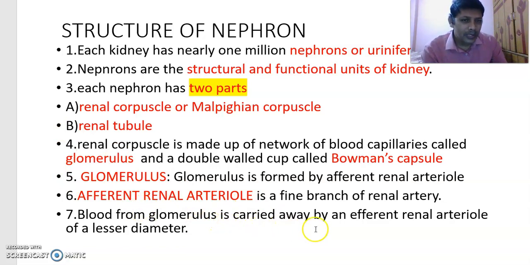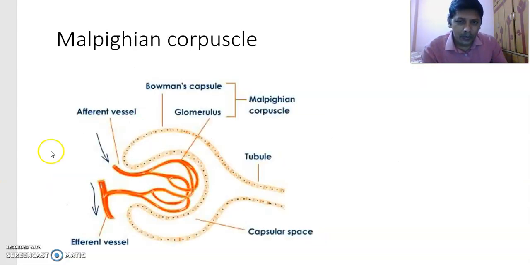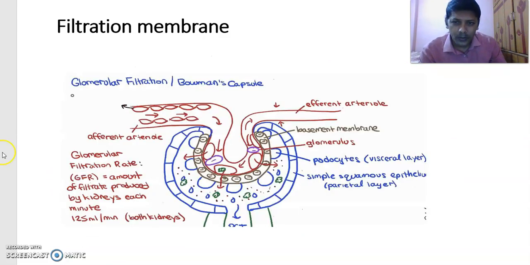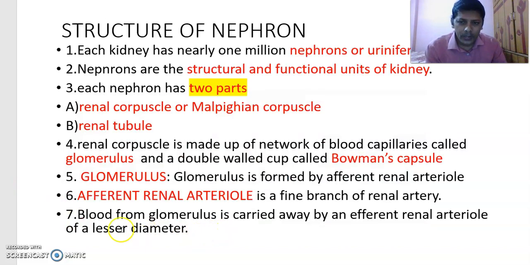Blood from the glomerulus is carried away through the efferent arteriole, which is lesser in diameter. Observe this diagram here. Blood is coming here and going away here. The efferent arteriole is smaller in diameter, therefore pressure develops here. That pressure helps in the filtration of blood. Okay, that's about that one.